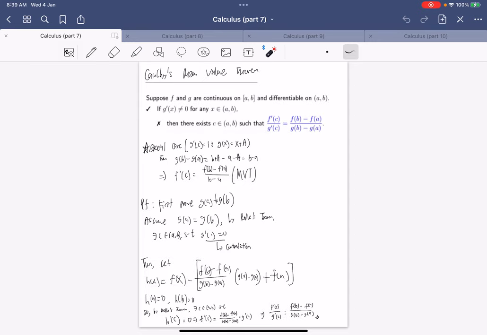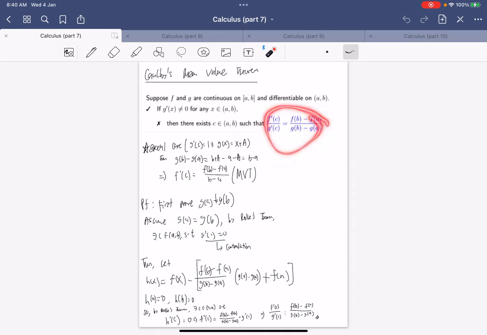Before we go through the general version of L'Hopital's rule, we have to go through this thing called the Cauchy mean value theorem because it helps us prove the general version. Suppose you have functions that are continuous on a closed interval and differentiable on its interior, and g prime x is never 0 in the interior. Then there will exist a point c within the interval such that f prime c over g prime c equals f b minus f a over g b minus g a.